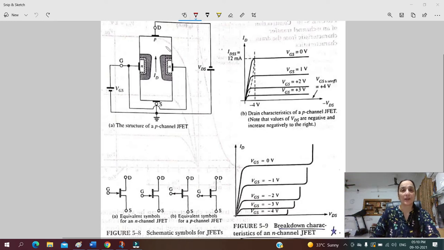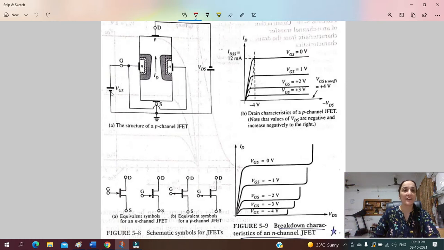Now, what will be the polarity of this VDS? The drain terminal is connected to the negative terminal of the external supply, and the source, which is common grounded, is connected to the positive. Because what will happen when we connect VDS in this polarity? Holes, the majority carriers in this P-type region, will be attracted towards the negative terminal of the battery. Conventional current flows in the direction of motion of holes. So drain current will flow from source to drain.